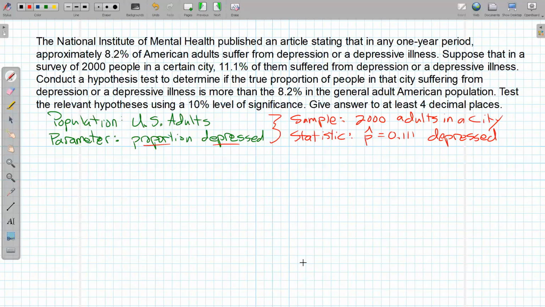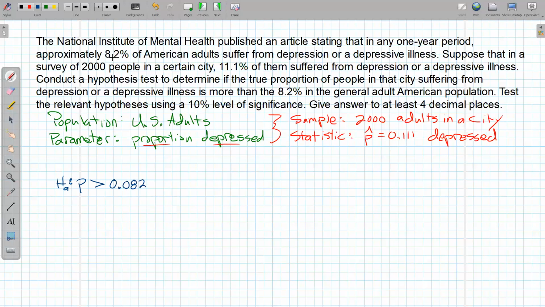Okay, now I want to, based on this, run a hypothesis test. So for a hypothesis test, we need hypotheses. Looking back at this, conduct a hypothesis test to determine if the true proportion of people in that city suffering from a depressive illness is more than. That statement has a "more than," which is greater than, with no equal, so that has to be the alternative. So the alternative hypothesis, HA, is that the true proportion, p, is greater than 8.2%, so 0.082. Usually we state that as a decimal.